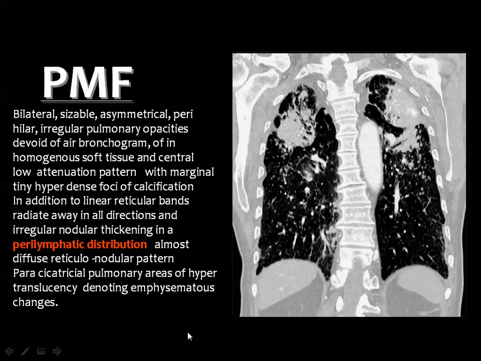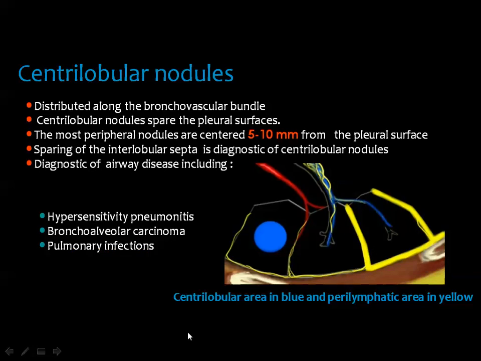Then, what do we mean by centrilobular nodules? We mean that the nodules are located within the central part of the lobule. And you remember that the respiratory lobule is hexagonal in shape and is located in the periphery of the lung, in the area within 3 centimeters of the lung periphery. Also, it is related to the interlobar fissure.